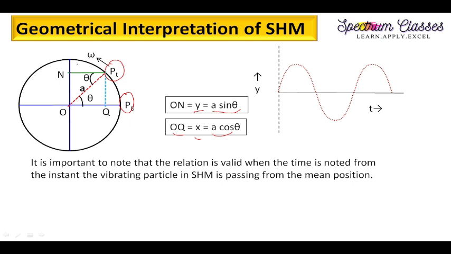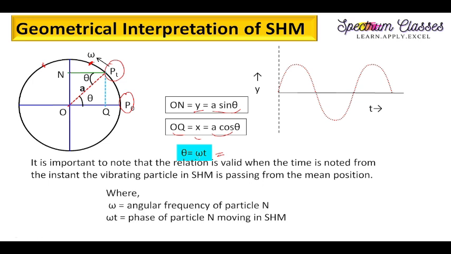And similarly, the angle theta will change as P_t goes along the periphery of the circle. So the angle theta will be omega t, as I have shown you earlier. Now here omega represents the angular frequency of the particle N, and for particle P it is the angular velocity. Omega t is known as the phase of the particle N moving in simple harmonic motion. So this is very important, and you need to know this, right?